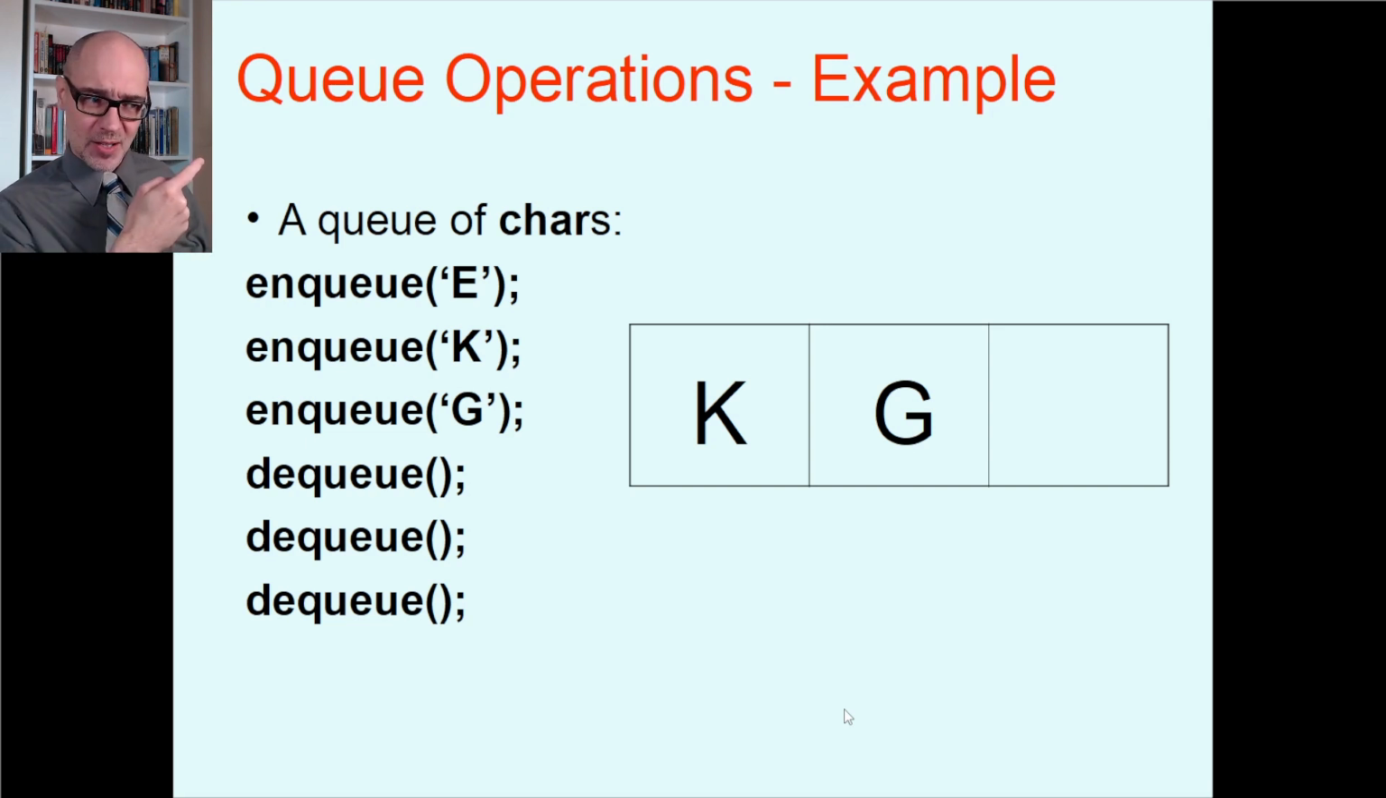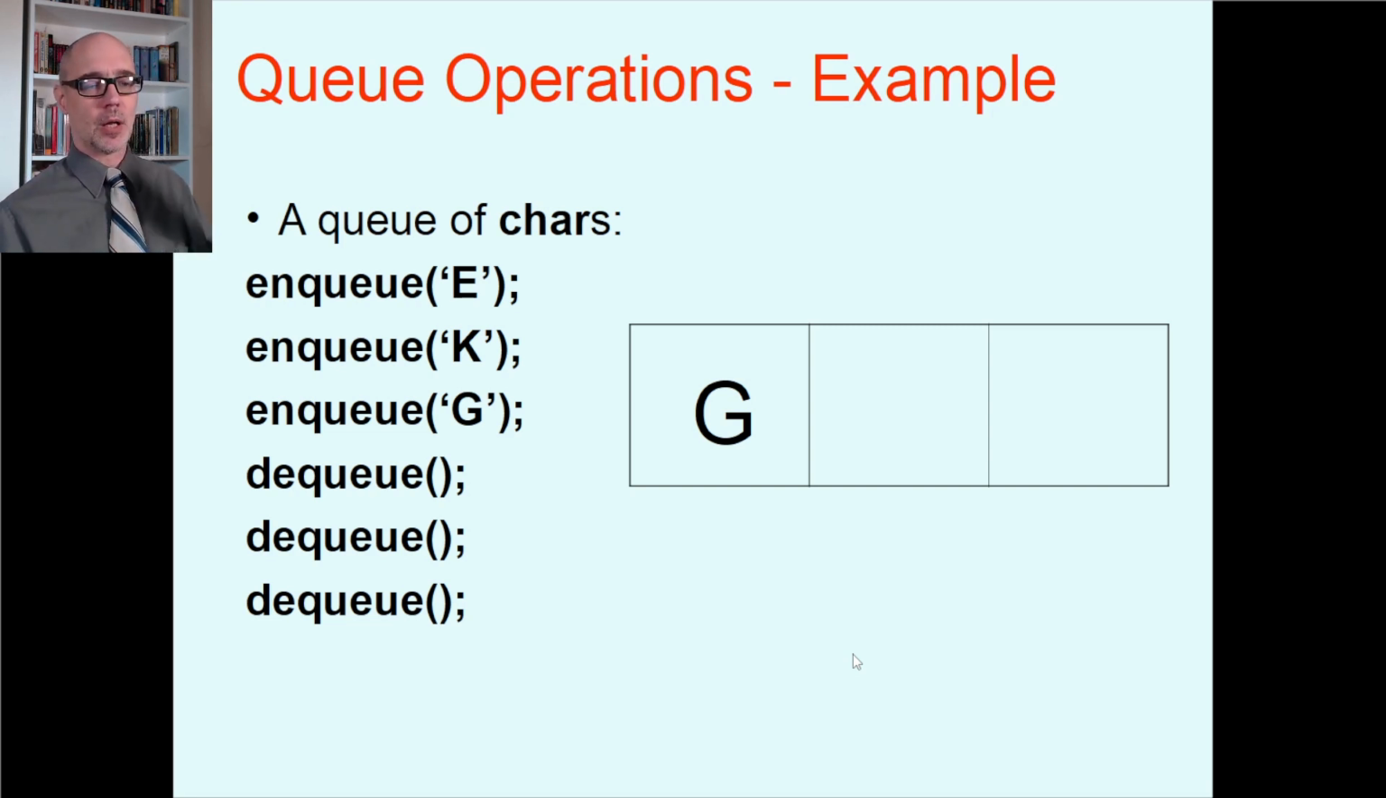All the other stuff had to move forward, right? That's an additional complication that doesn't have to happen with stacks. But that's what you expect from people in line at a movie theater or bus. Then I call DQ again. What's going to come out now? Obviously the K, because that was at the front of the line. G moves up. Call DQ again, and out comes the G, because that's at the front of the line.